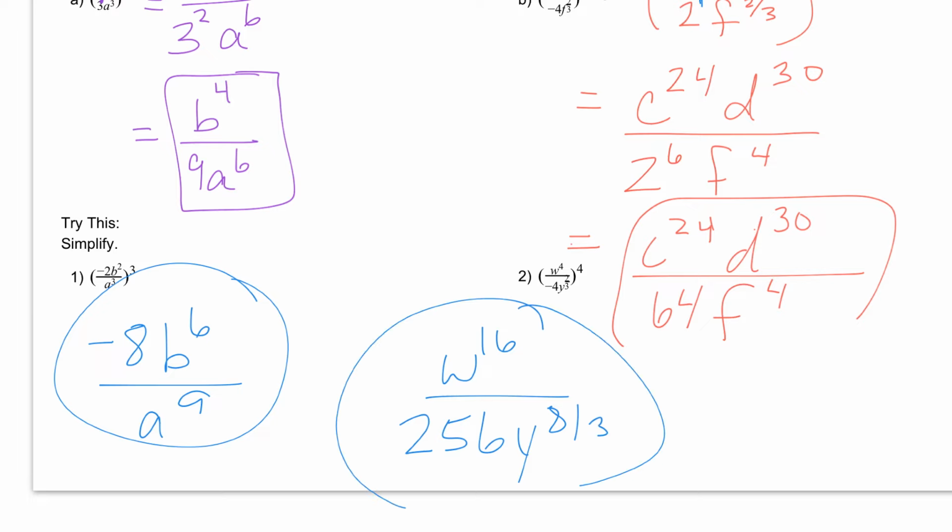Pay very close attention to your negative signs, as both of them had you account for those negatives. Notice in the first one, this negative was being raised to an odd power, so it stayed. And in the second one, that negative was raised to an even power, which made it become positive. If you have any questions, please let me know.